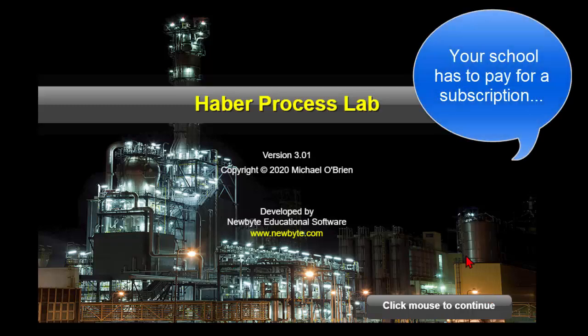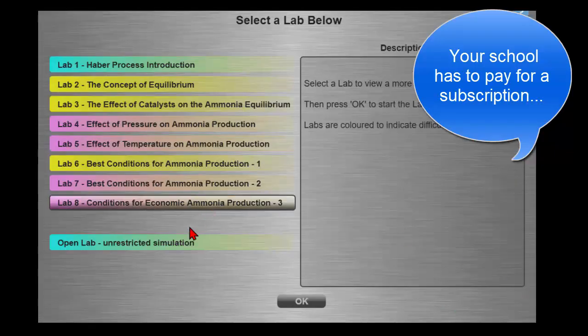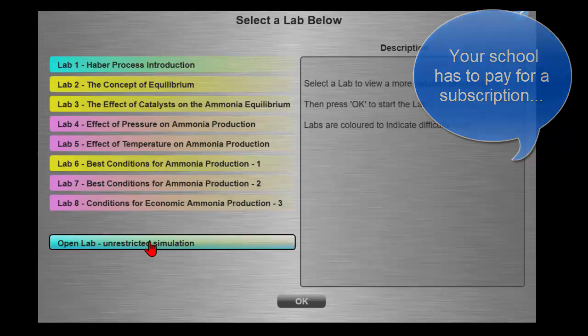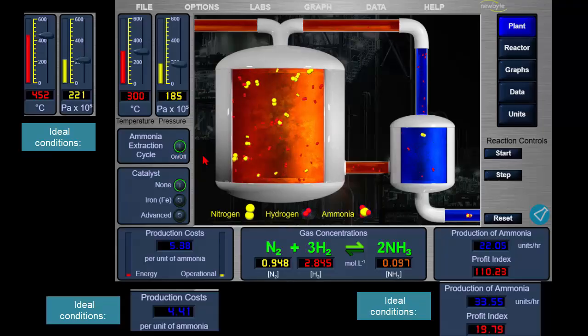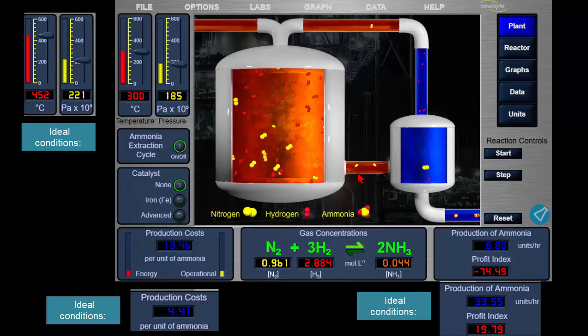Okay, so find the Haber Process Lab on Schoolbox, and then you can just jump straight to the unrestricted simulation. So this is the Haber Process. Just press Start, and you're going to turn this on. So you're going to get nitrogen and hydrogen of this temperature and pressure come in, and then the reacted material is going to come out here.